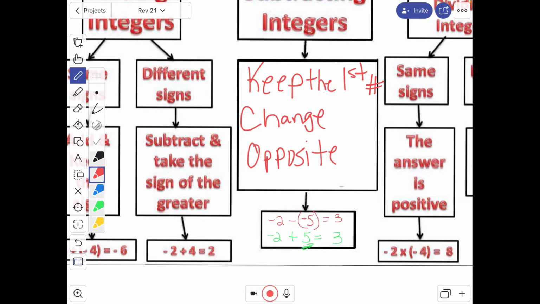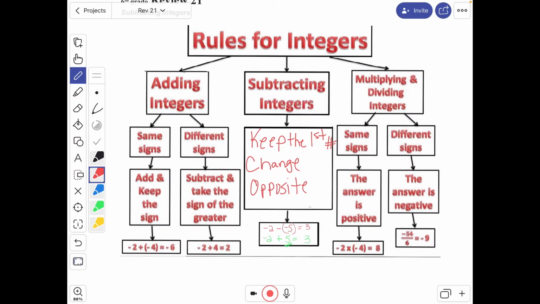Keep, change, or keep, change, opposite. Keep the first number, don't mess with him. Then change it to addition. We don't want to do subtraction. And then you change the sign of the second number. If it's negative, you make it positive. If it's positive, you make it negative.